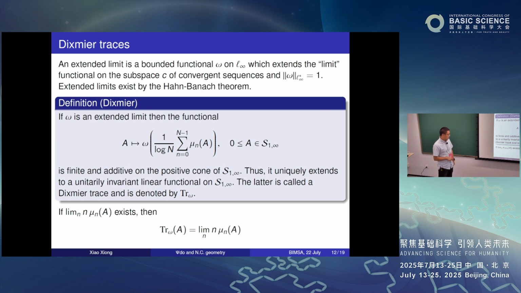But in our case, if this limit exists, then the Dixmier trace of this A is nothing but the limit here. This coincides with our title, asymptotic limit, or spectral asymptotic limit of an operator A. It is because by definition it gives the Dixmier trace of an operator.